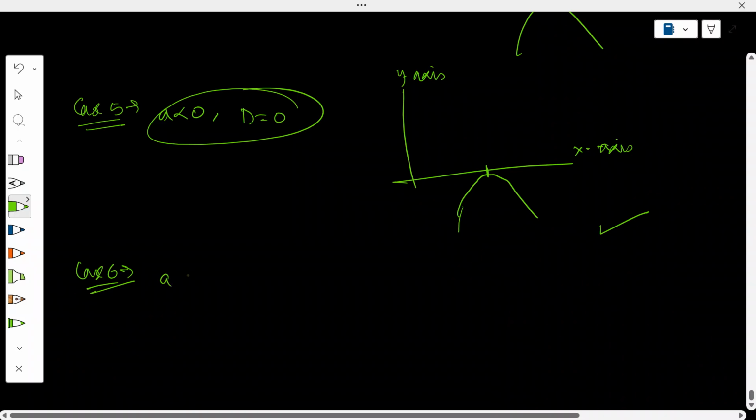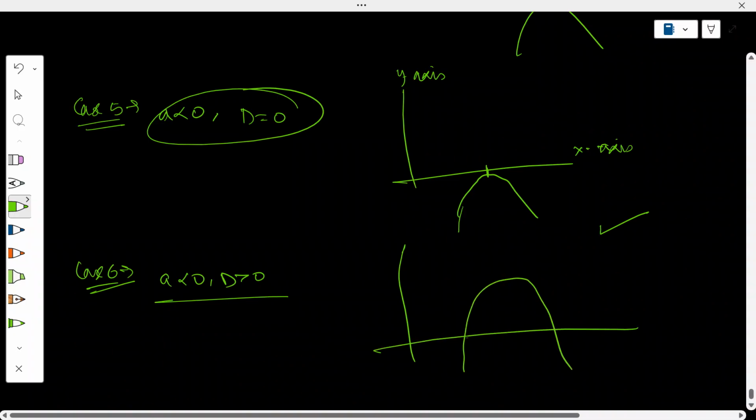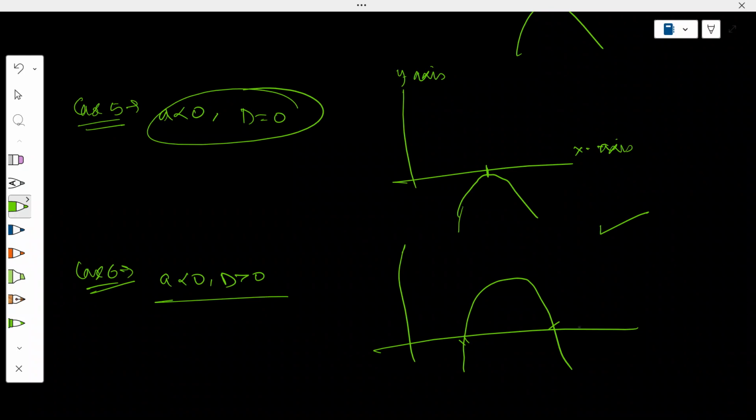And the last case is a negative and d positive. So here, as you would have guessed, the graph would be like this. These are the two roots, but the only thing is that the graph opens downwards. This is the x-axis, this is the y-axis.